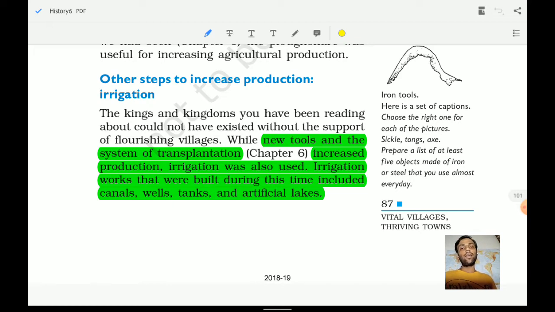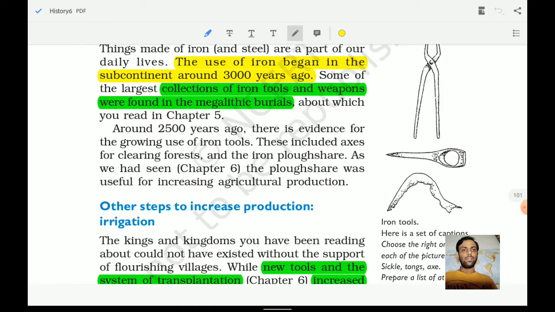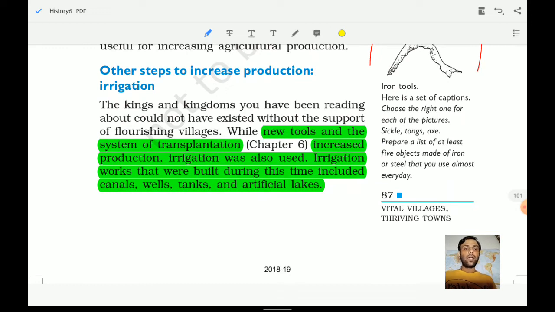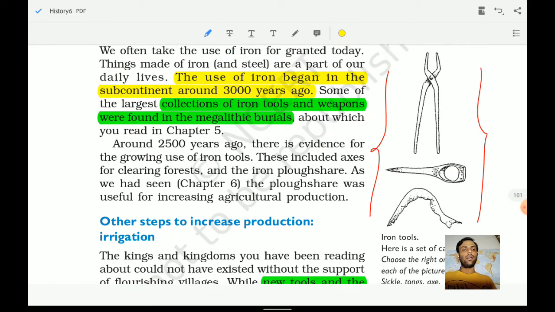Farming was the only resource, so they focused on how they could improve it. Along with iron tools, irrigation also played an important role, right? So they built canals, wells, tanks, and artificial lakes. On the right-hand side, the iron tools have been displayed. These were the iron tools used in that era: sickles, tongs, and axes, used not just to cultivate crops but to clear the forest where they could grow different crops, right?